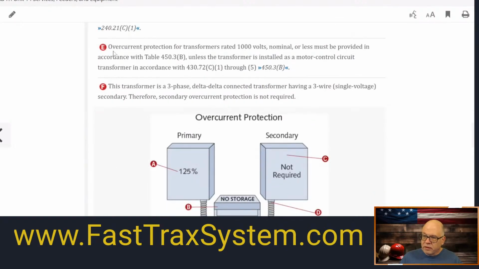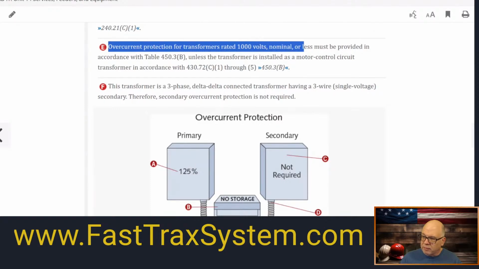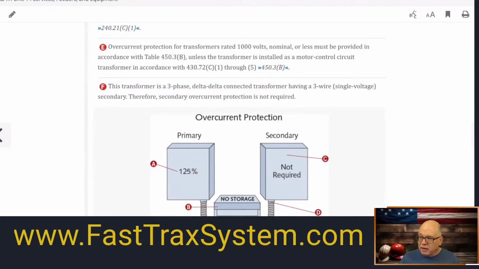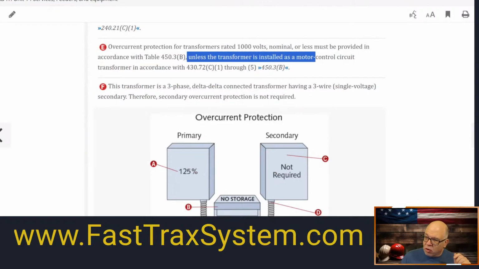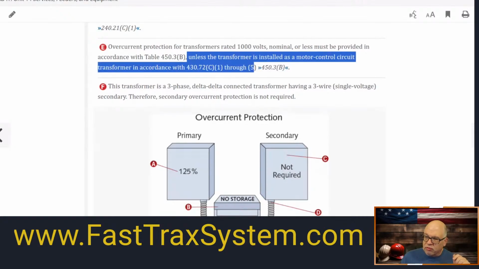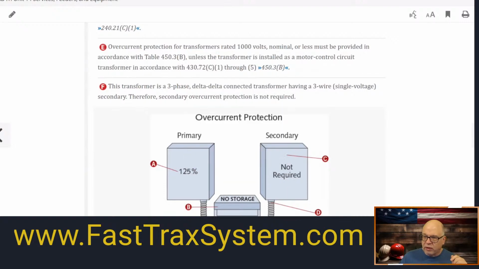And let's see here. Overcurrent protection for transformers, again, what we're talking about, rated 1,000 volts nominal or less, must be provided in accordance with 450.3(B). That's kind of what we've been talking about. Unless the transformer is installed as a motor control circuit transformer in accordance with 430.72(C)(1) through (C)(5). And that, again, if you're dealing with a transformer that is integral to a motor control circuit, then you ignore this, because typically that's all designed into the system itself. So you're not dealing with that if you're dealing with some type of transformer that's integral or part of our motor control circuit transformer, okay?